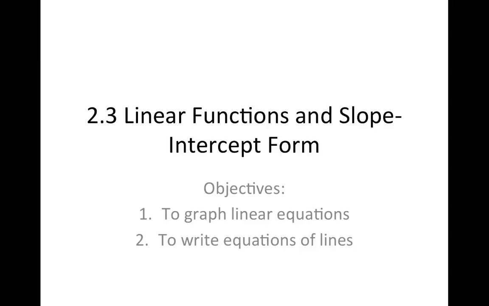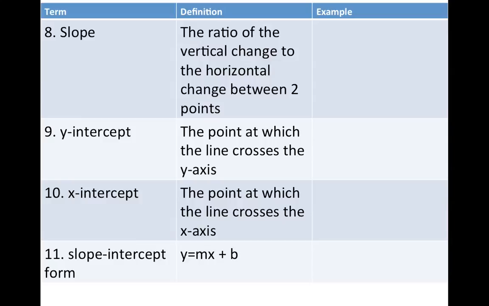We are finally onto the good stuff. We're at 2.3 linear functions in slope-intercept form, meaning we're going to finally start graphing some lines. Okay, the objectives, by the end of this lesson, you'll have to graph and write linear equations. Some vocab terms for you to write down.